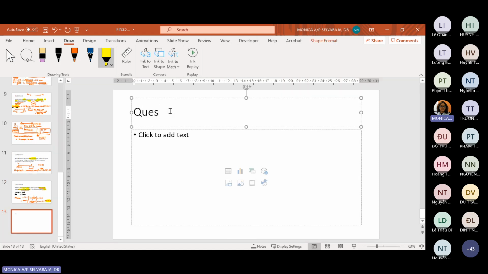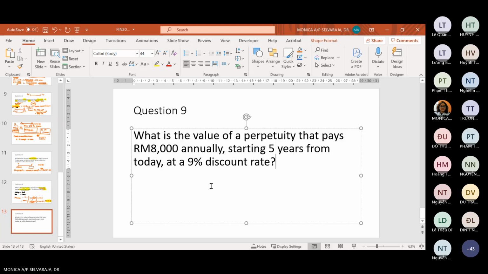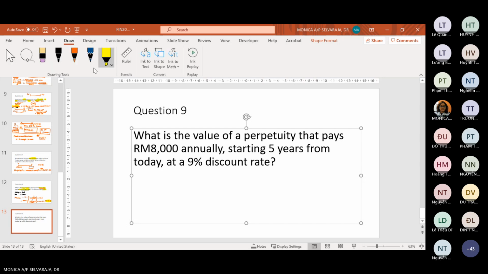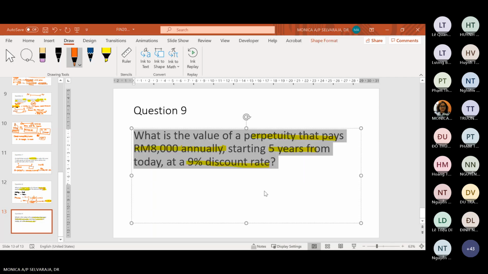Okay, question 9. Perpetuity that pays 8,000 annually, starting 5 years from now, at 9% interest. 5 years from today, what is the value of the perpetuity that pays 8,000 annually? 5 years from today, a discount of 9%. Can you calculate for me?